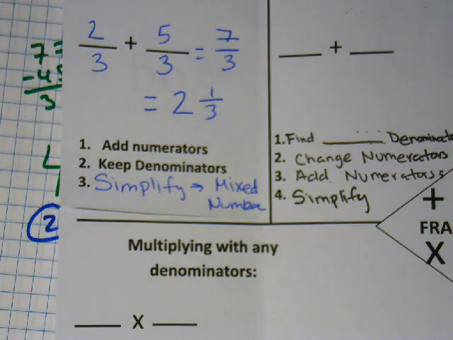I will cut it later. I'll pass out scissors. So if it's 2/3 plus 5/3, you just add the numerators and you get 7/3, which is simplified down to 2 and 1/3. You add the numerators, you keep the denominators, and of course you simplify, sometimes turning them into a mixed number.